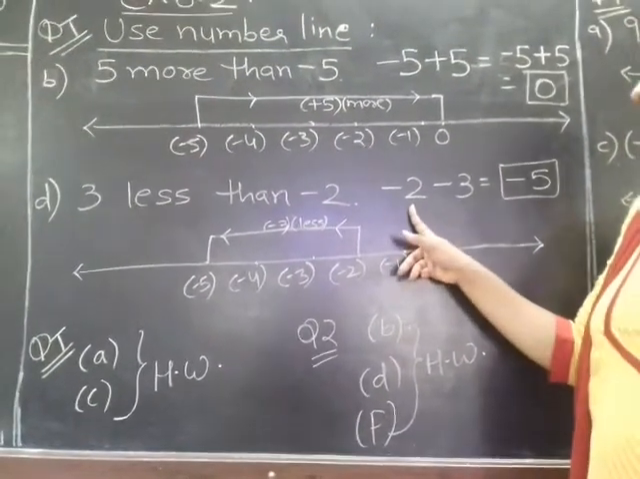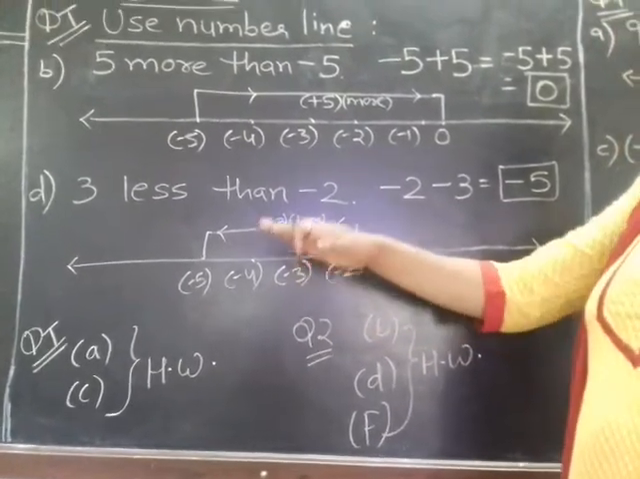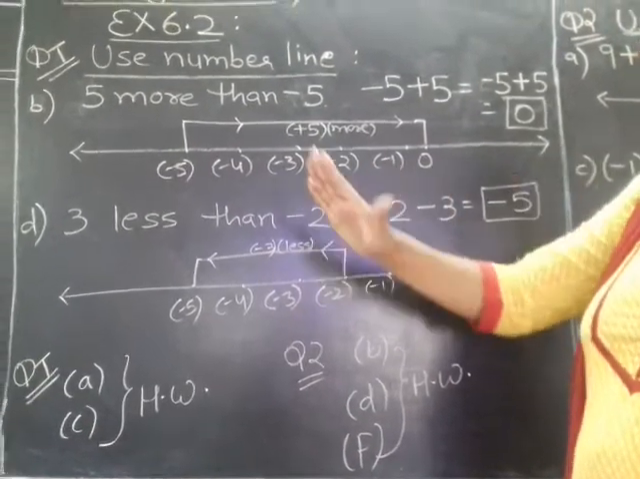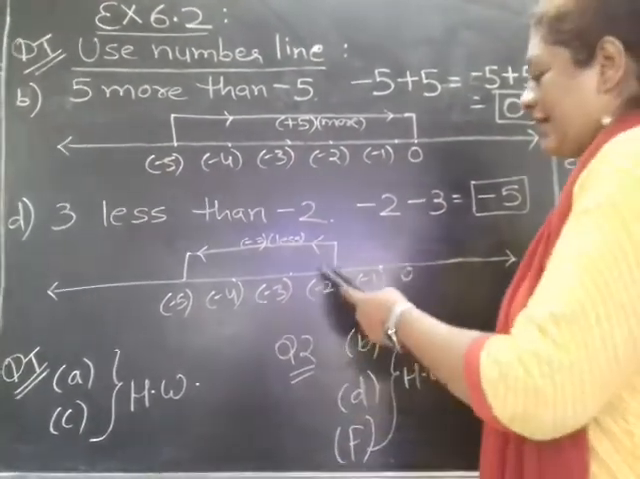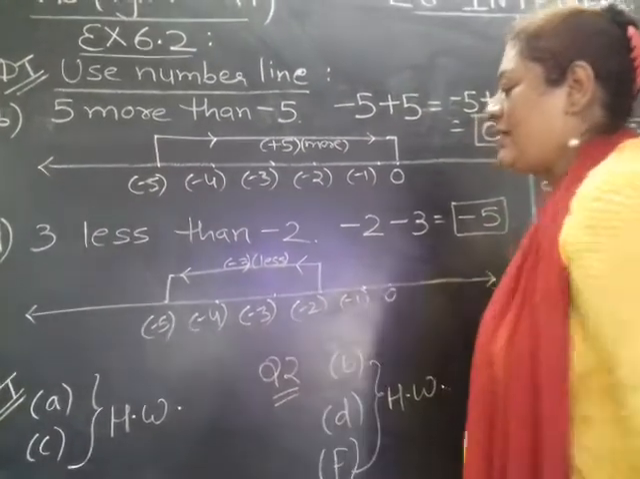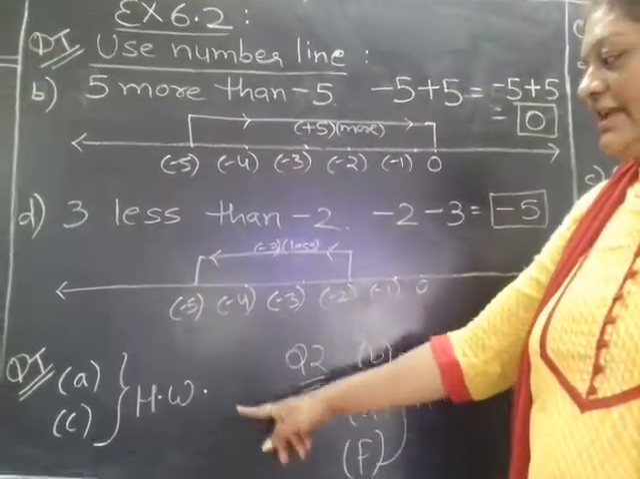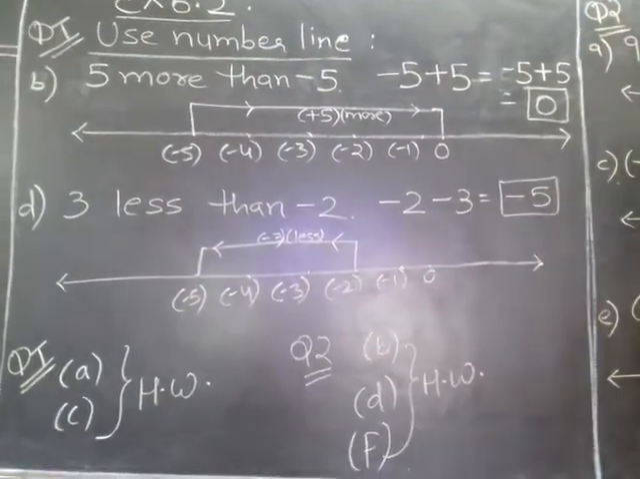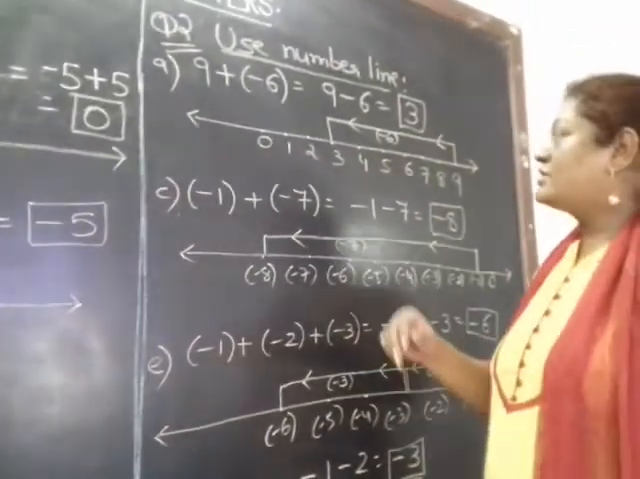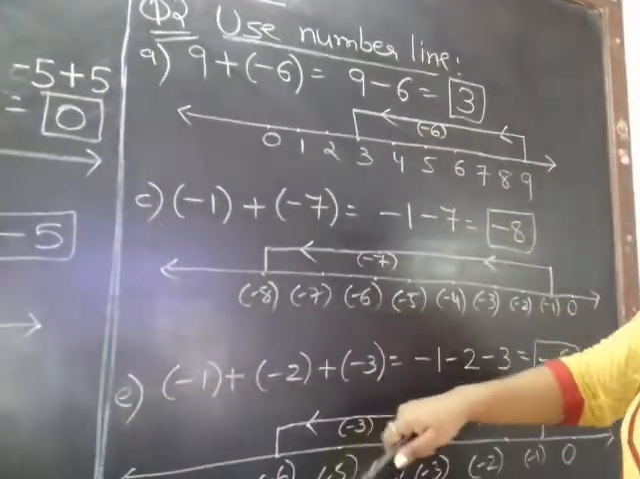Now our starting point will be minus 2 on the number line. From there we have to move 3 less. Whenever we have the word less, we move to the left side of the number line. Starting from minus 2, 3 less: 1, 2, 3. So our answer is minus 5. In question number 1, A and C will be your homework. Now moving on to question number 2, it is exactly like that only. Use number lines to show the integers. Here there are 6 sums in total.